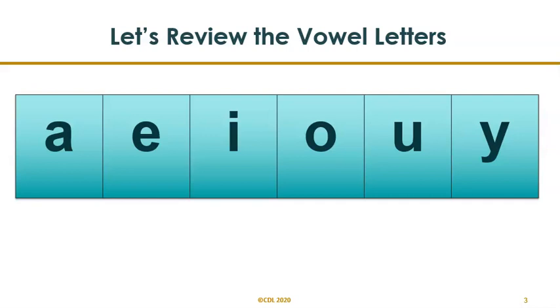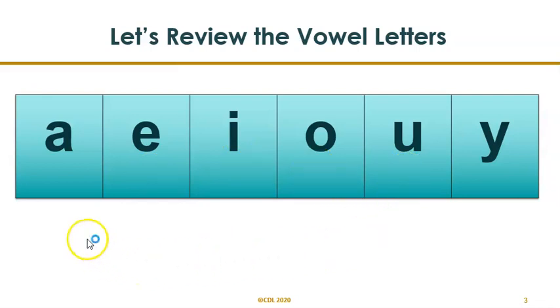Before we dig into our lesson, let's review vowel letters. We know vowels can make different sounds. They can make short, or they can make long sounds. Let's name the vowel letters first. A, E, I, O, U, and sometimes Y. If the A is going to make a short vowel sound, it would say a. E would say e. I would say i. O would say o. U would say u.